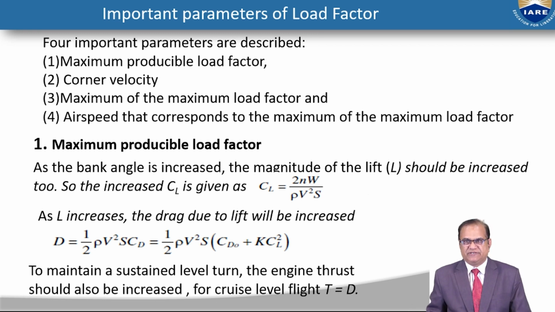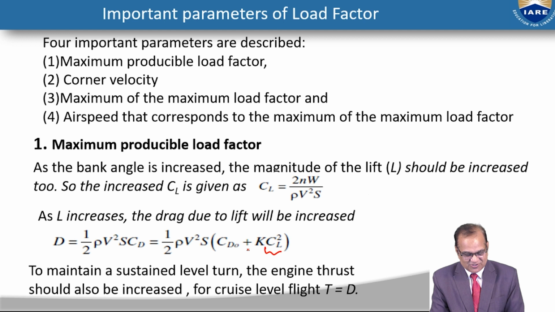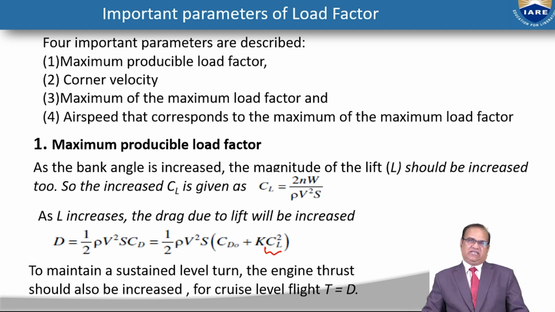For cruise level flight, T is equal to D. So here, as you increase the lift, your drag will also increase, because there is a turn CL. So if you increase the CL, drag will also increase. In any maneuvering flight, we have to take care of that. We need extra lift, and due to this extra lift, there is extra drag. To counter this extra drag, we need some extra thrust also.